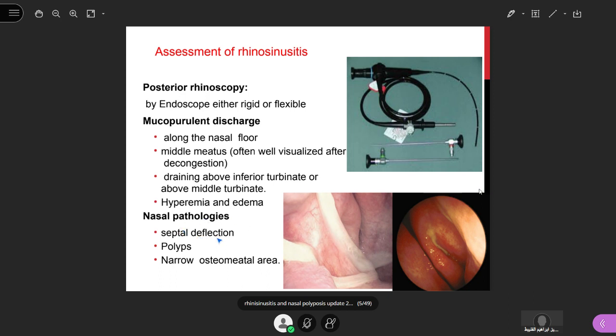Again, you need to see the nasal pathology. Is there a septal deflection or deviation? Are there polyps, or is there narrowing of the osteomeatal complex? This is clear postnasal drip. This is coming from above the middle turbinate. This is coming from below the middle turbinate. And this is clearly a mucopurulent discharge. Again, this is a mucopurulent discharge with erythema and hyperemia of the osteomeatal complex completely.